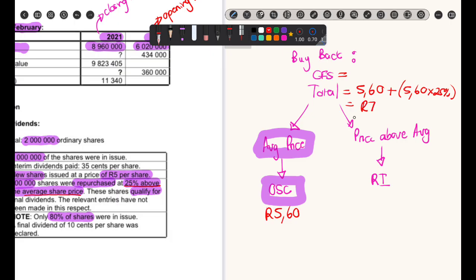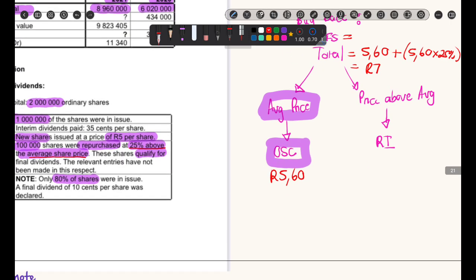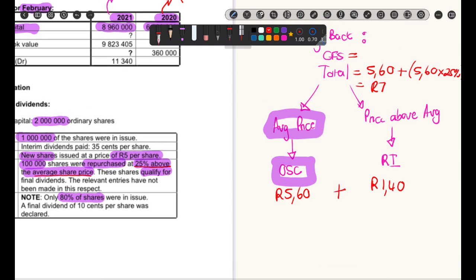Then remember, if my total that I paid is 7 Rand and my average price is 5 Rand 60, then how much is going to my retained income? What's going to my retained income is 1 Rand 40 cents. Because remember, your average plus your price above average must give you your total. So if my total is 7 and my average price is 5 Rand 60, it's 7 minus 5 Rand 60 to give me the 1 Rand 40. So when I prepare my retained income note, what I'm going to take to my retained income note for my buyback is the 1 Rand 40. We'll deal with the retained income notes in the next video.